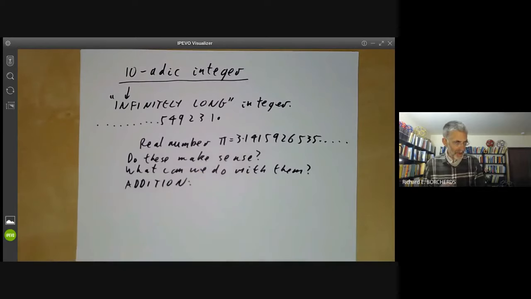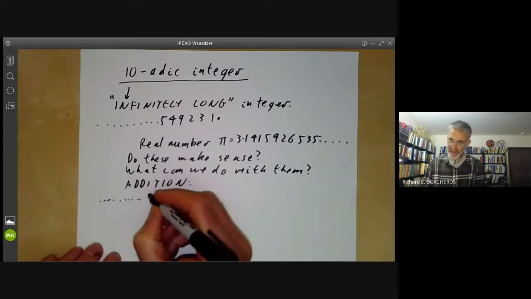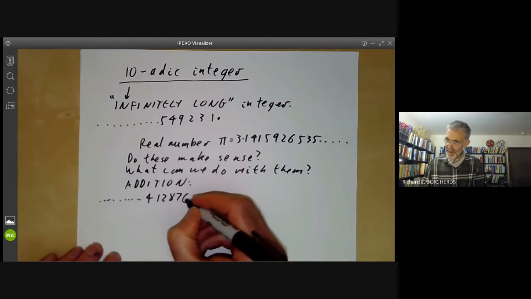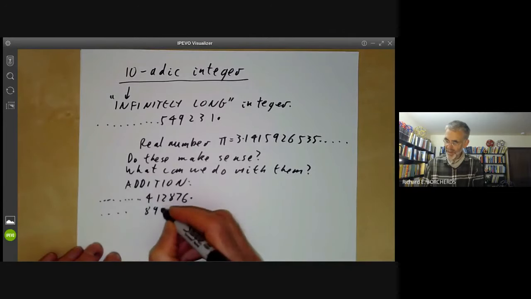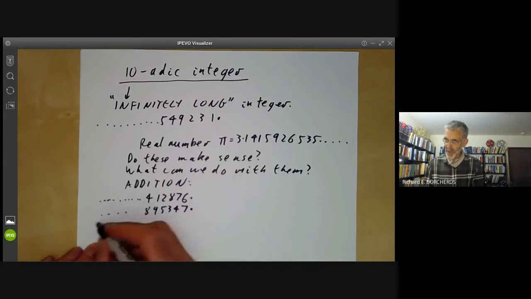So suppose we take two 10-adic numbers. So I'm going to have a long string of digits, and then I take 4, 1, 2, 8, 7, 6. And let's take another one, 8, 9, 5, 3, 4, 7. And let's try and add them up.